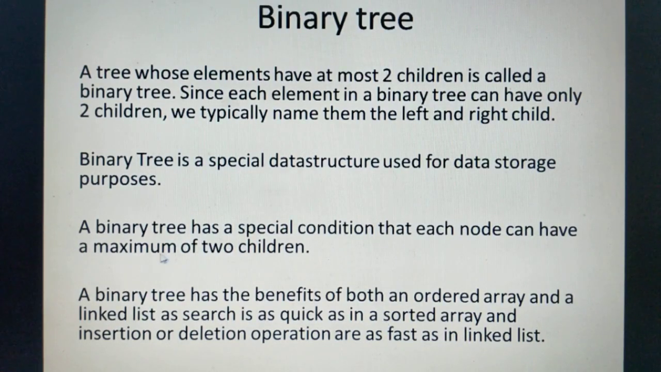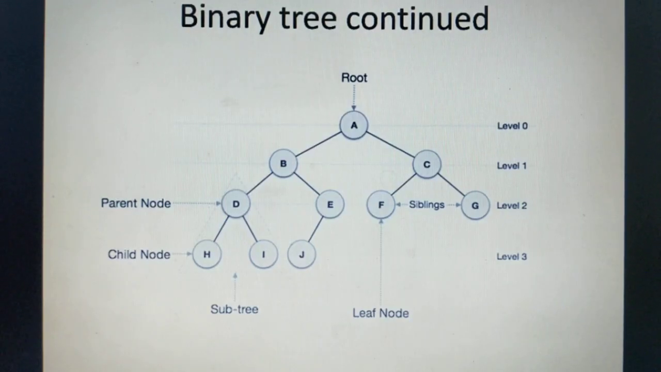The most apt and simple definition we can say is, a binary tree has a special condition that each node can have a maximum of two children. Next, how does a binary tree look? This is the example. There is the main node which is called the root node. This main node has only two children, which are B and C. There's no one more child; after B and C, there's no D. There are only B and C.